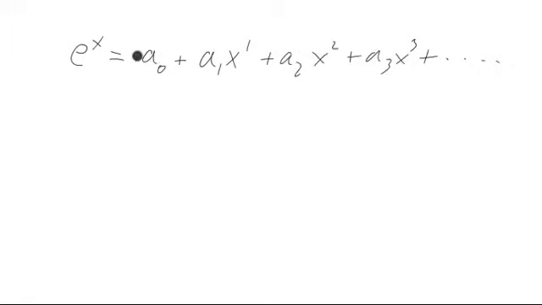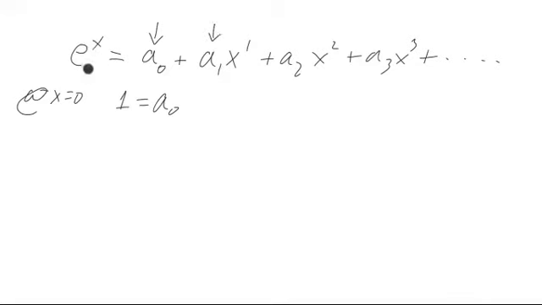Well, let's figure out what this coefficient is. To figure out this coefficient, all we have to do is plug in 0 to both sides, because plugging in 0 will make all of this go away over here, and this will be 1. So we can say at x equals 0, this becomes 1 is equal to a0. That's nice.